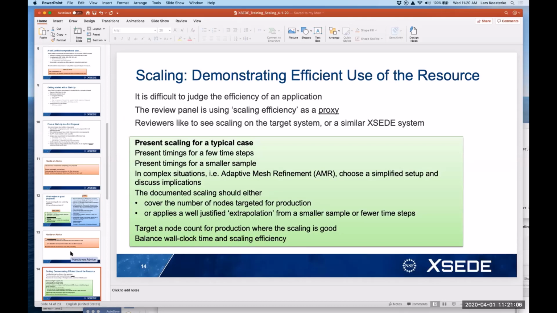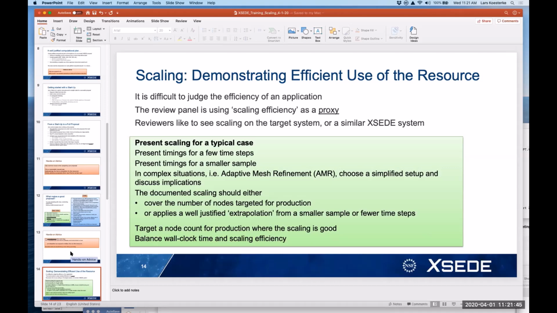So now this is the weirdest part of the review process. It is, of course, very difficult to judge the efficiency of an application. You can always argue you could do the same thing with a different algorithm or stuff like that. That is, unfortunately or fortunately, beyond the scope of what you have to show, because that is an open-ended question. But the review panel will be using your scaling efficiency as a proxy to judge the efficiency of what you will be doing. And the reviewers will then like to see scaling on the target system or a very similar XSEDE system.